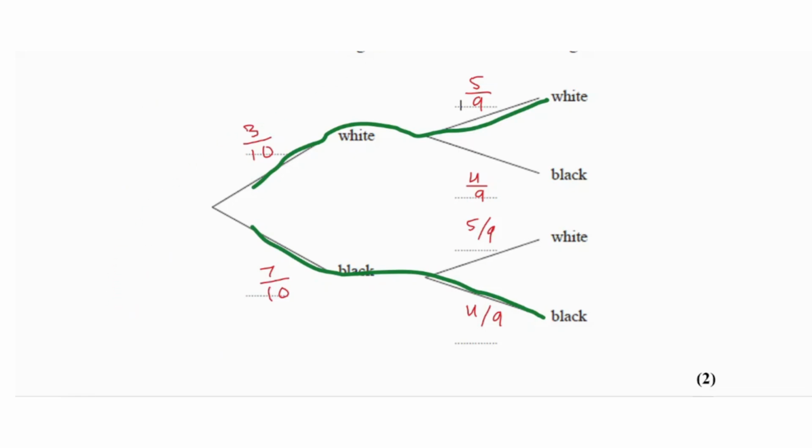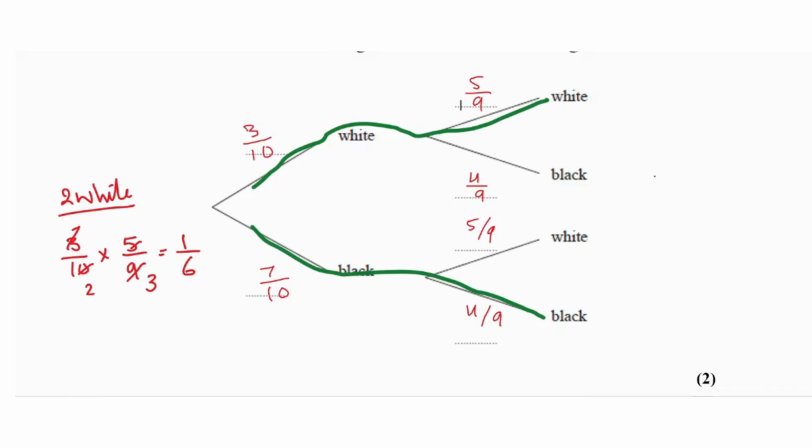So we're going to do here, one branch we're going to multiply, so this is 3 over 10 times 5 over 9. So what we will get over here, 5 goes into 10 2 times, 3 goes into 9 3 times, so that gives us 1 over 6. So this is for white, when we have 2 whites. Okay, so the probability is 1 over 6.